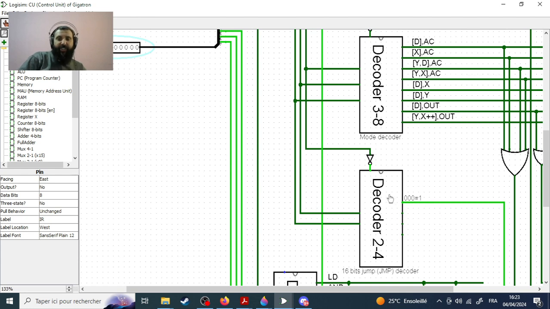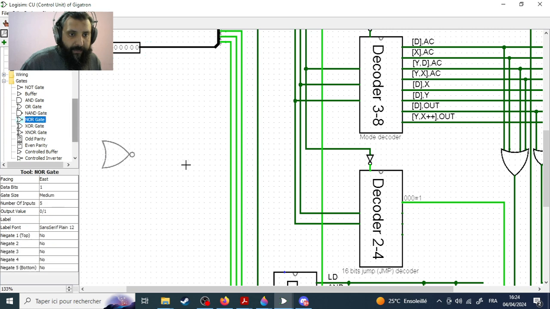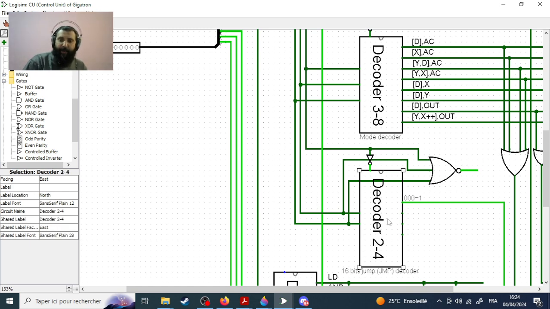We could even replace this decoder by a NOR gate. This is the equivalent of a NOR gate. But in this situation, we followed exactly what Gigatron did. Gigatron didn't choose to use the NOR gate, but the NOR gate does the same. I will prove it to you briefly. We have, for instance, a NOR gate with three inputs. If we put the three inputs at zero, this port will produce one. This gate is equivalent to this decoder.